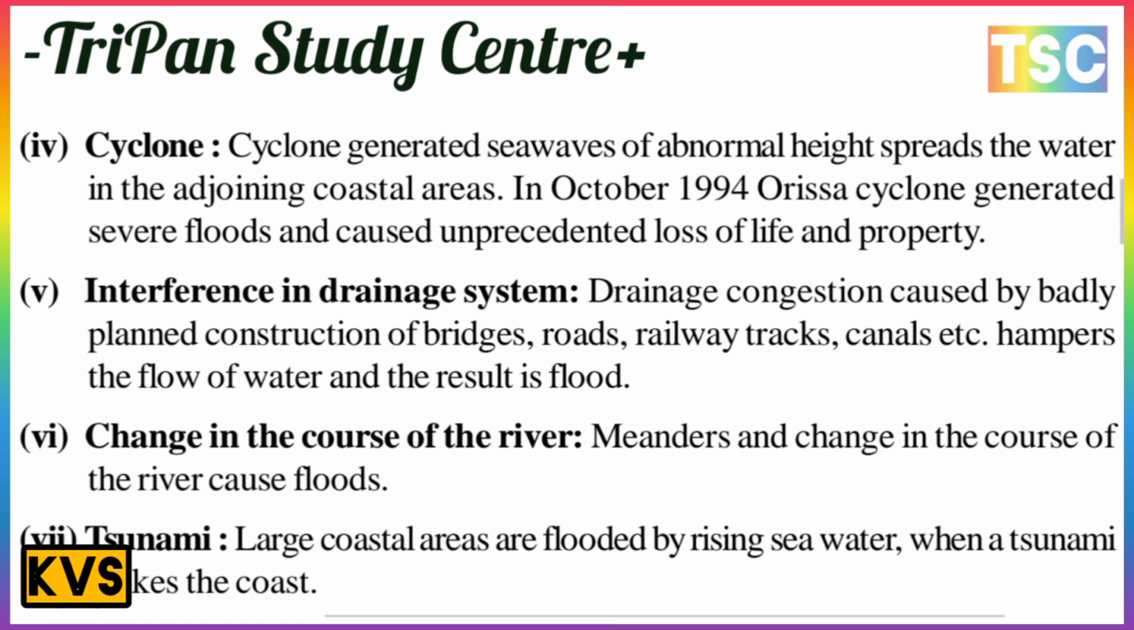The next point is important: change in the course of rivers. The meanders and changes in the course of rivers cause floods. And the next point is tsunami. Tsunami is also important here. Large coastal areas are flooded by the rising sea water when a tsunami strikes the coast. That is an important point.